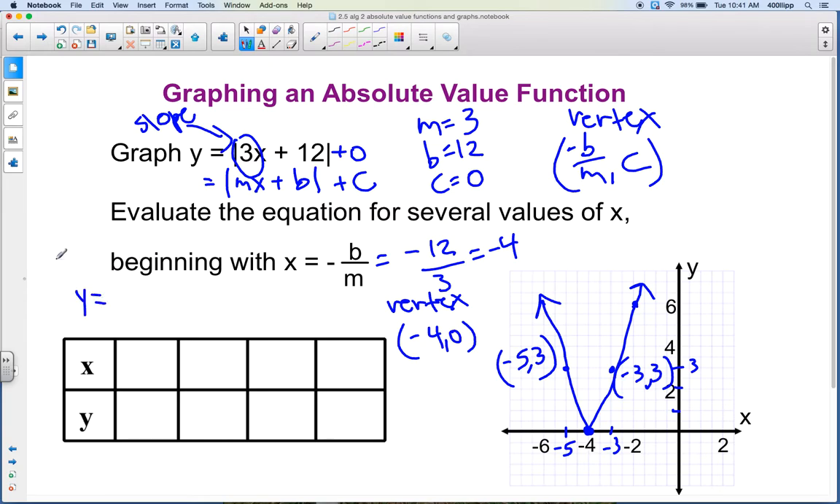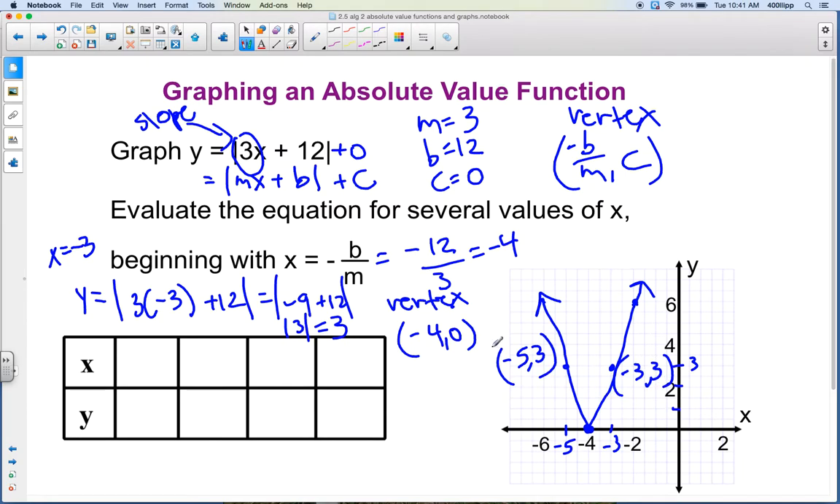So if I plug in my x to be -3, let's see what we get. Okay, so we have 3 times -3 plus 12. So that's going to give me 3 times negative 3, negative 9 plus 12, and 12 minus 9 is 3, and the absolute value of 3 is 3. And look what we got. Our y value to be a 3. So there we go. Awesome. Moving on.